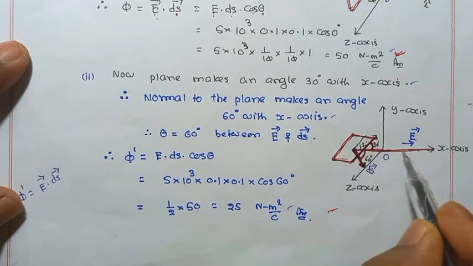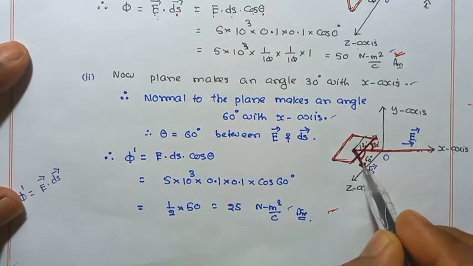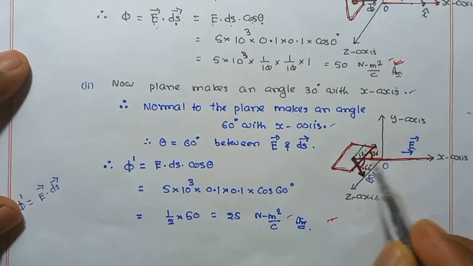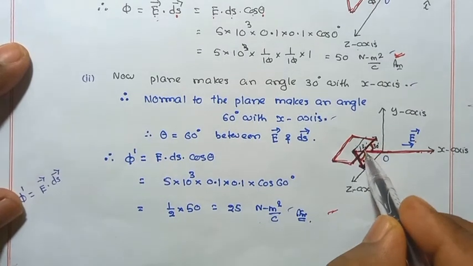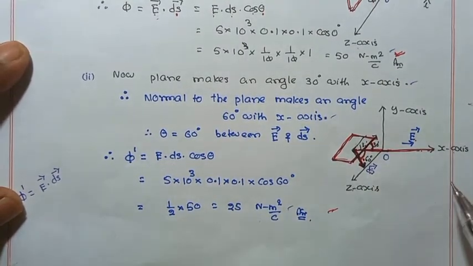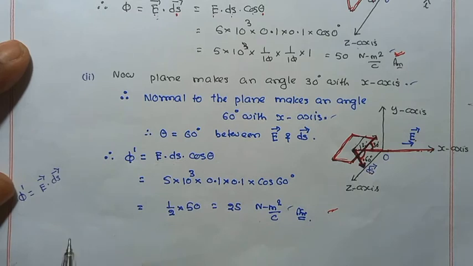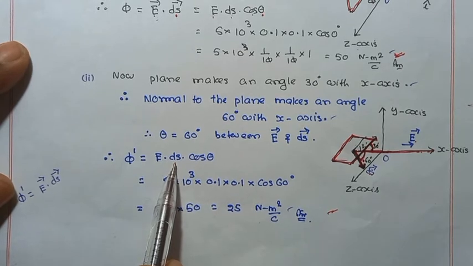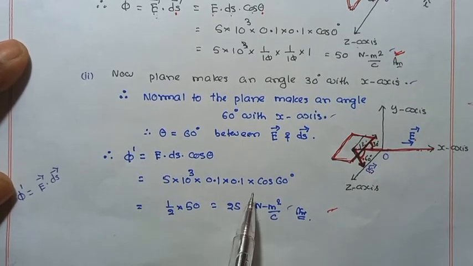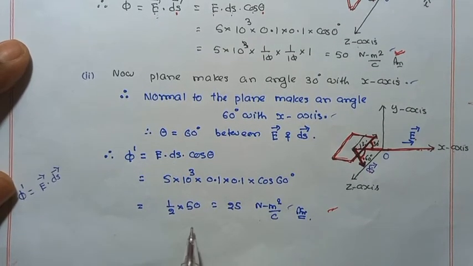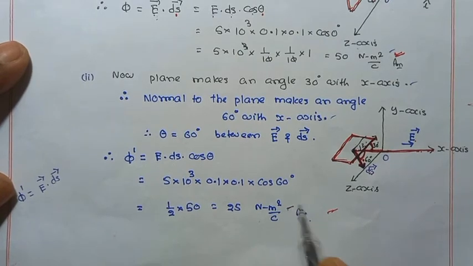So the angle between the electric field vector and the normal, that is the ds vector, is now 60 degree, because the plane is making an angle of 30 degree with the electric field vector. So now the flux is E vector dot ds vector. E is given, that is 5 into 10 to the power 3, ds is the area of the plane, 0.1 meter into 0.1 meter, and cosine of the angle. The angle is now 60 degree. So after solving this, we will get 25 Newton meter square per coulomb.